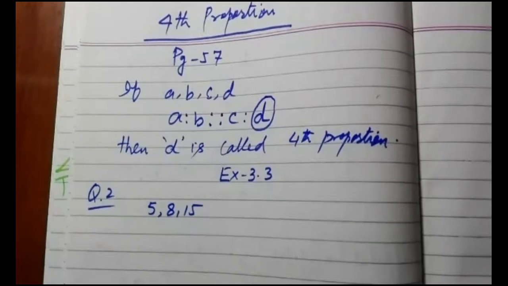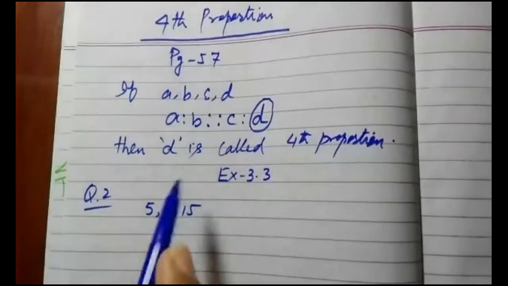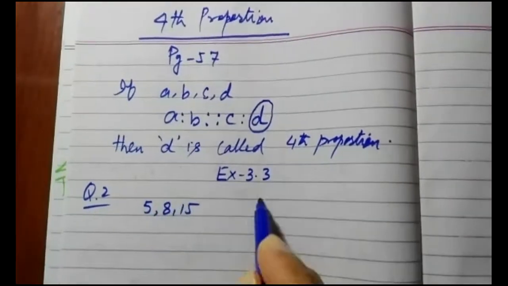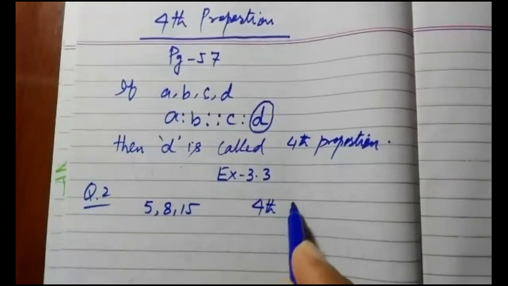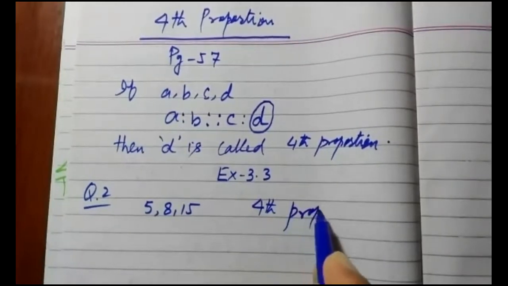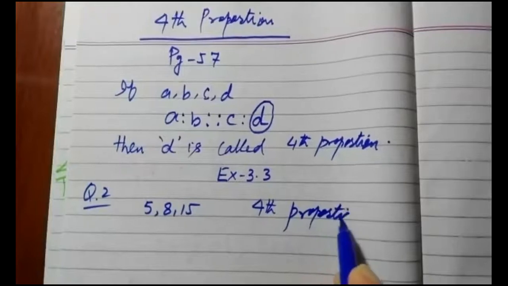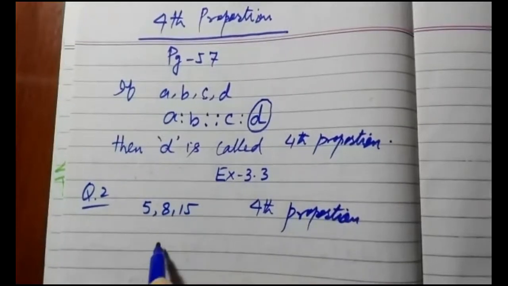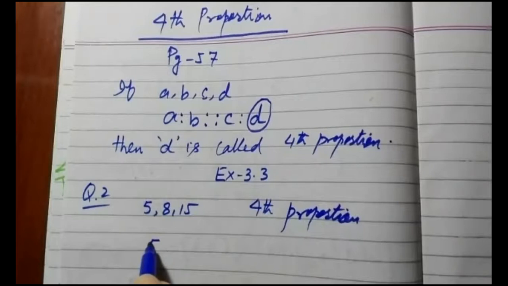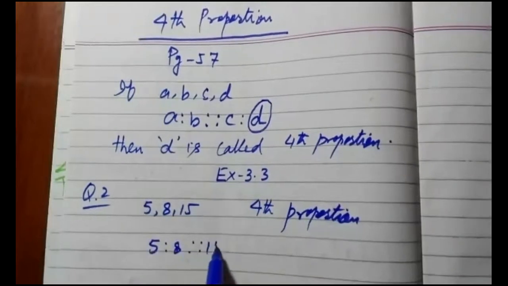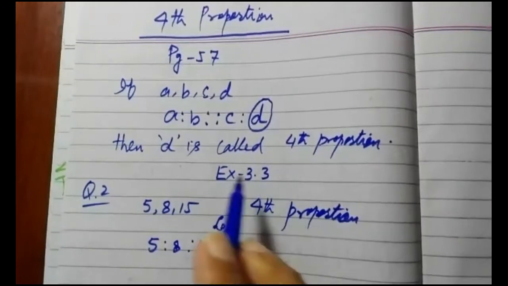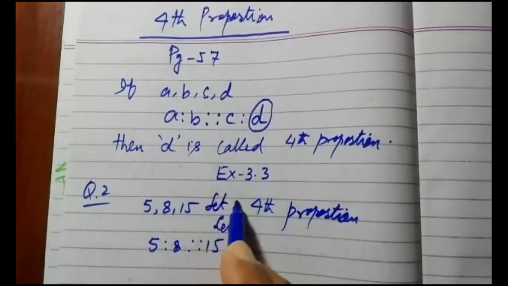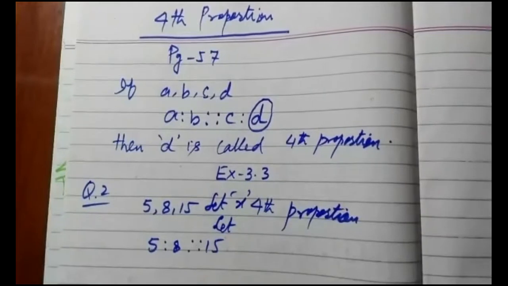So 5, 8, 15 will be solved in such a way that you have to arrange it according to the definition, as we are asked to find the fourth proportion. We don't know what the fourth proportion is. So how will I work it out? You will first arrange the terms like 5, 8, proportion, 15. Let x be the fourth proportion.